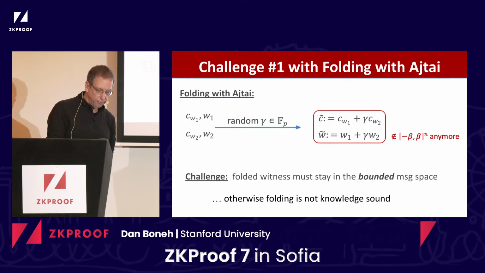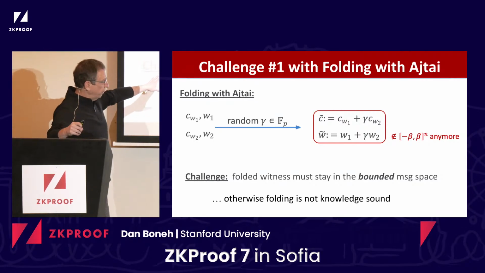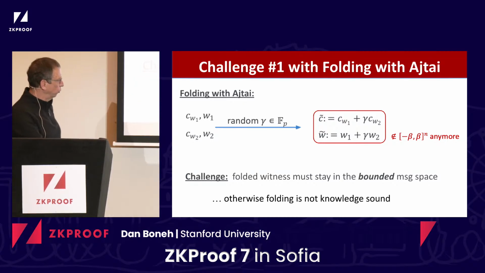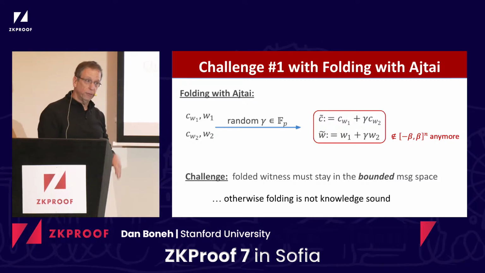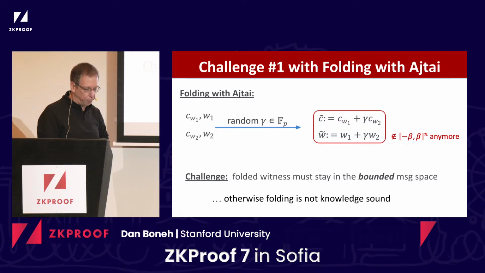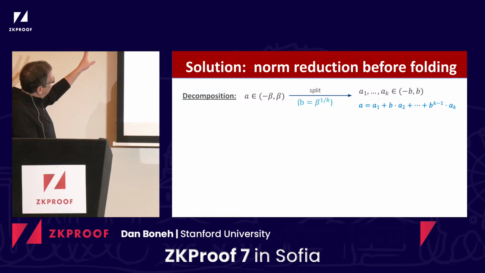So what do we do instead? This is basically what this says. If we just did regular folding by taking linear combinations, that would no longer be sound. So what do we do instead? We solve it in the usual way that we solve problems with these norm bounds. We are going to do some decompositions. So the way this will work is, let's see.